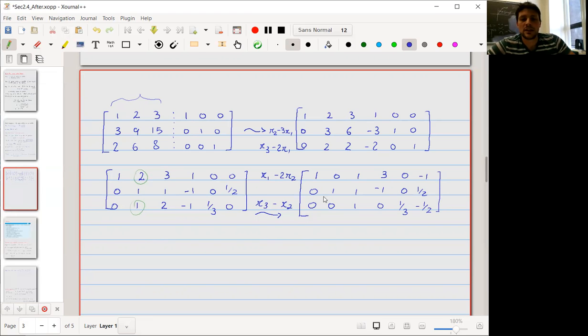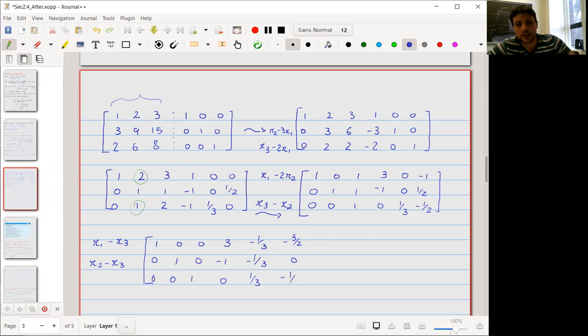We are almost done. Remember that our goal is to make the first half of this big matrix into an identity. To do that, I will subtract the third row from the first, and I will subtract the third row from the second as well. So when I subtract the third row, I get 3 minus a third and minus 3/2. When I subtract it from the second, I get minus 1 minus a third, 0. And the third row is 0, 0, 1, 0, 1/3, minus 1/2.